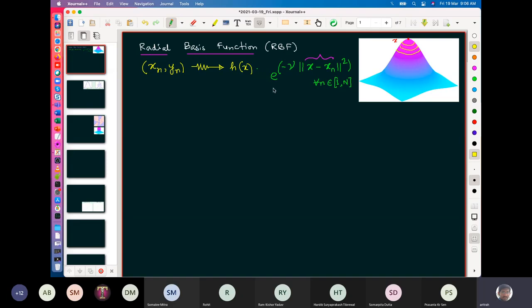And why is it a basis function? Because this is a Gaussian basis we have. We took the base function to be of an exponential Gaussian nature. So we call this function a basis function. This is the radial part and this is the basis part. So we understood what model we are trying to learn here.